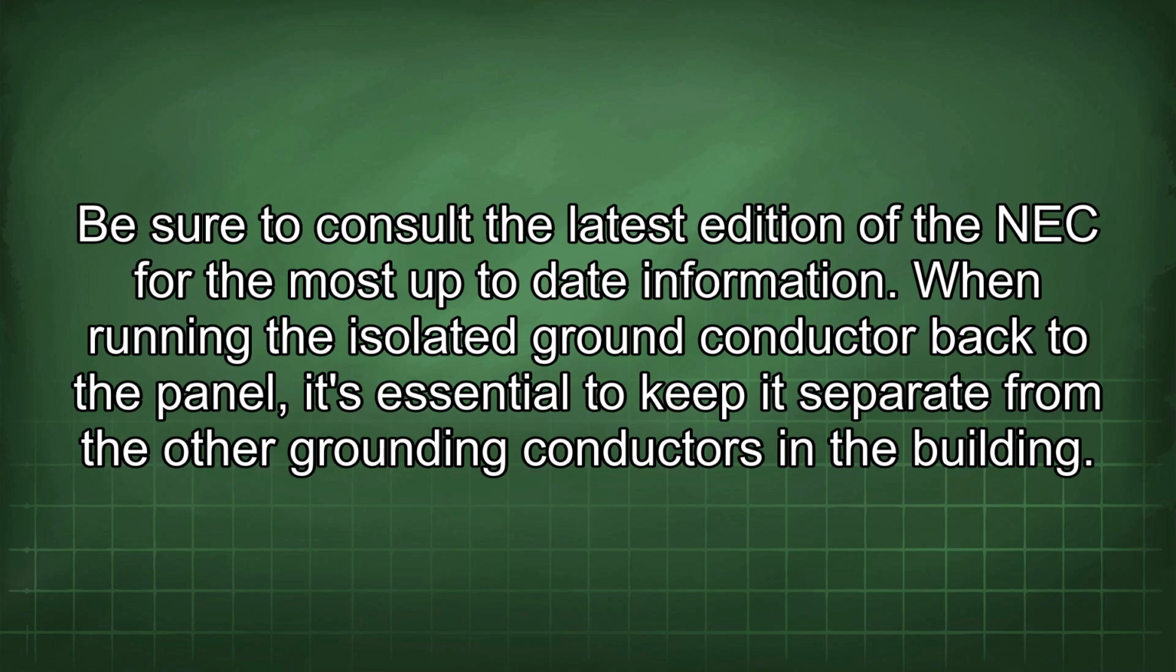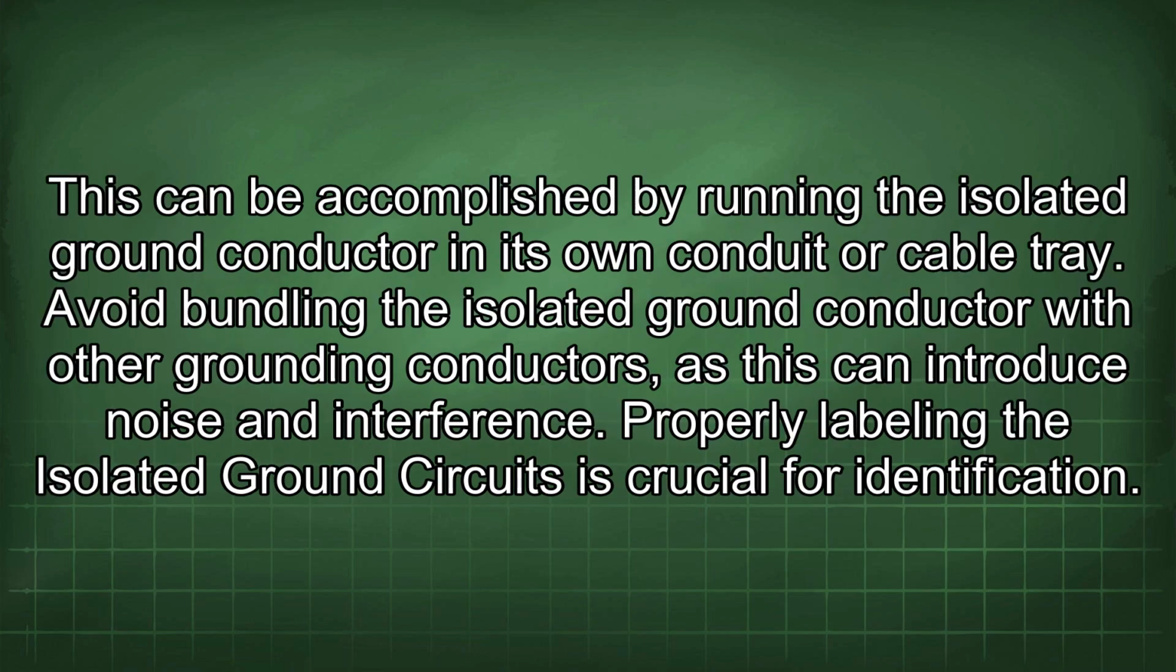When running the isolated ground conductor back to the panel, it's essential to keep it separate from the other grounding conductors in the building. This can be accomplished by running the isolated ground conductor in its own conduit or cable tray. Avoid bundling the isolated ground conductor with other grounding conductors, as this can introduce noise and interference.